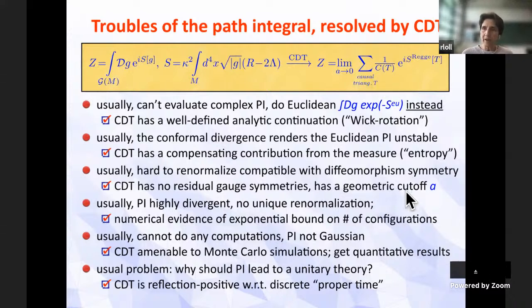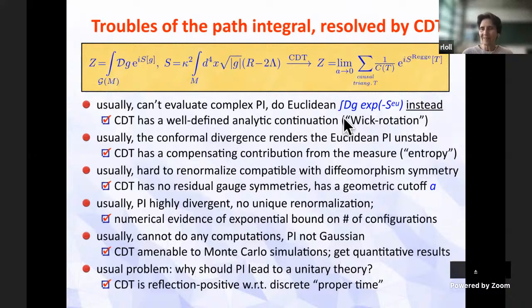And now let's look at the major problems this object has on the left. So this formal object, what do I have to do to really make this into some well-defined prescription? Number one, as I already said, this is just a complex object, and we usually have no idea how to evaluate it as a sum over oscillating factors beyond perturbation theory. So what people often do is they look at a similar problem, but with Euclidean signature.